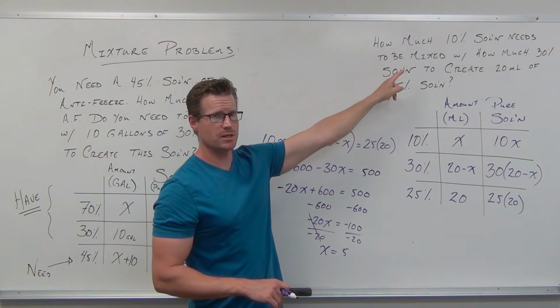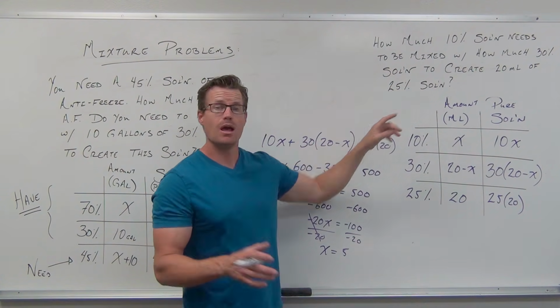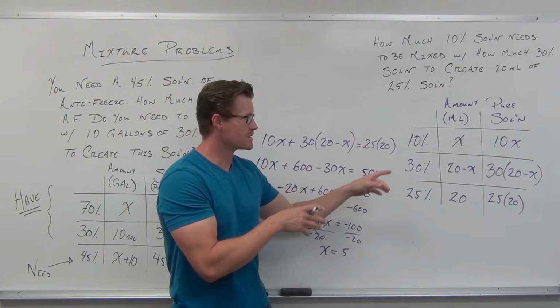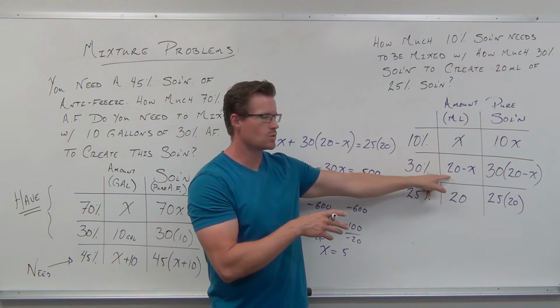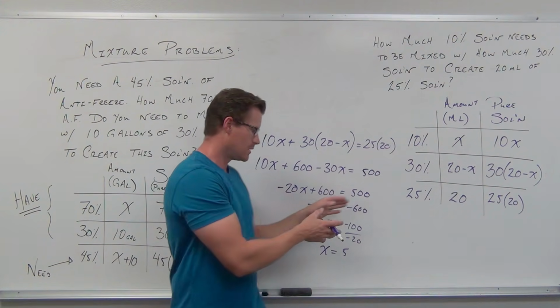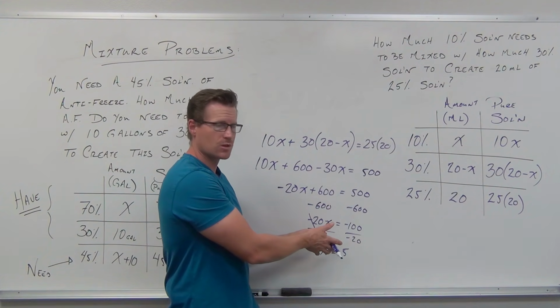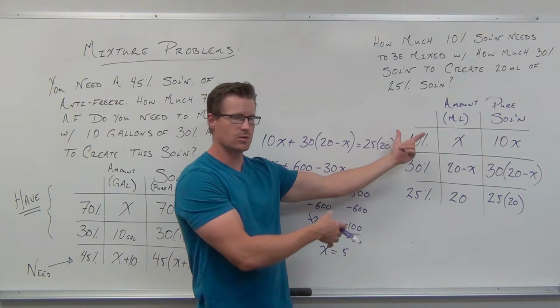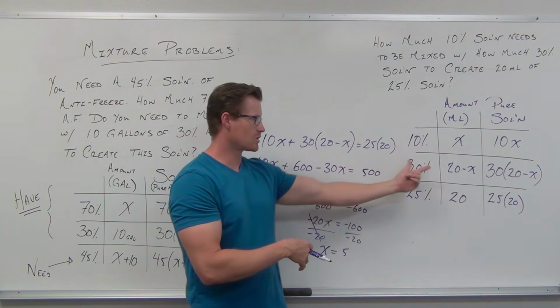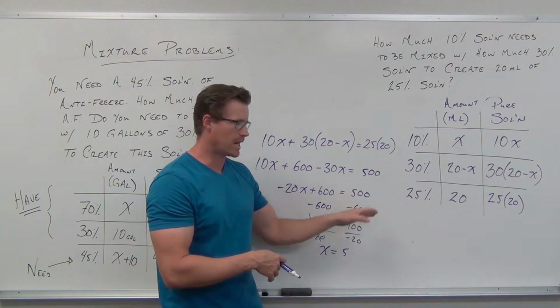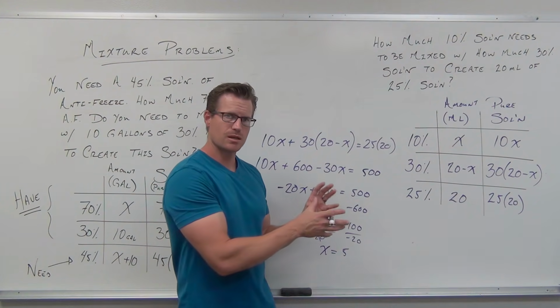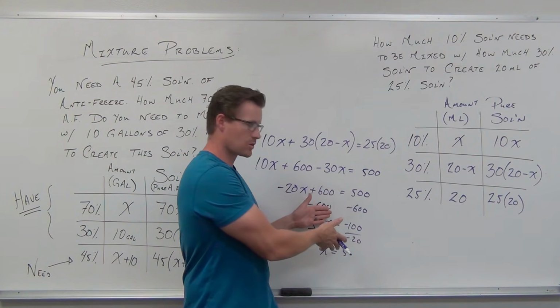How much 10% do you need? How much 30% do you need? This is where your table comes in really handy, because depending on what you called x, that would answer your question. So if you called x 10%, you get 5. If you called x 30%, x would have been 15. They would add to 20. So it kind of depends on what you call x, depending on what your correct answer is.